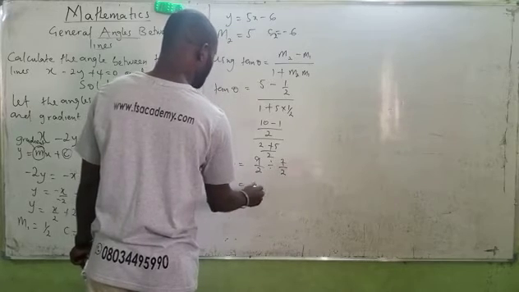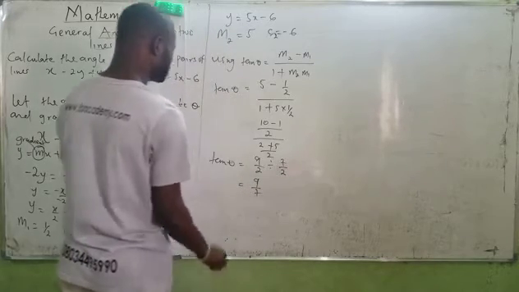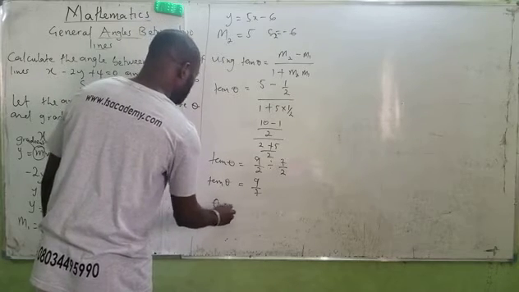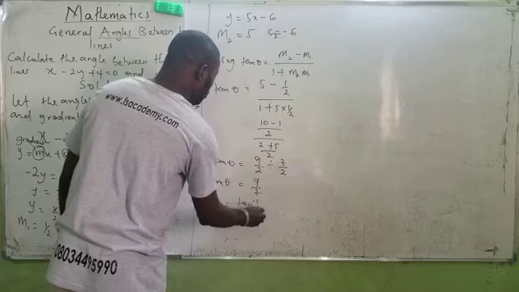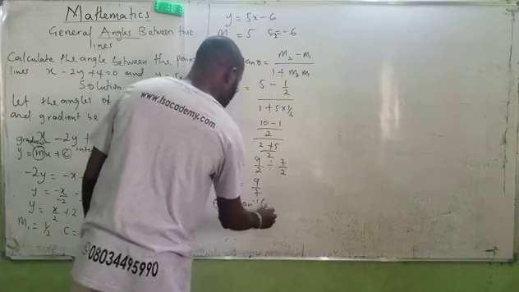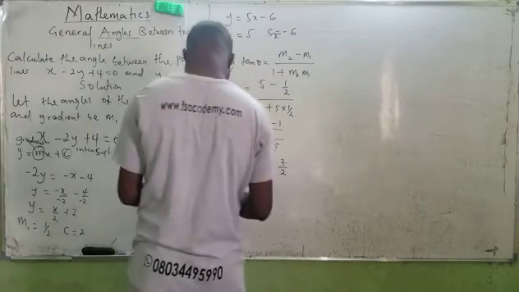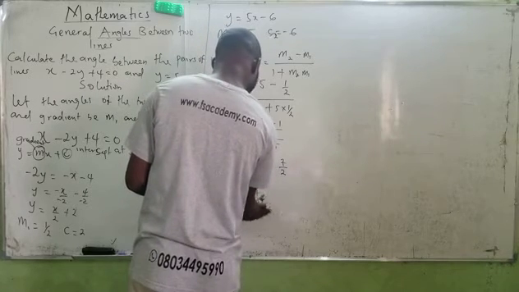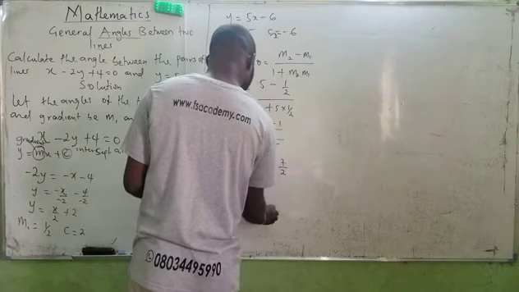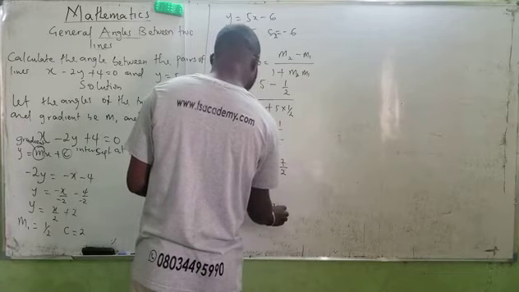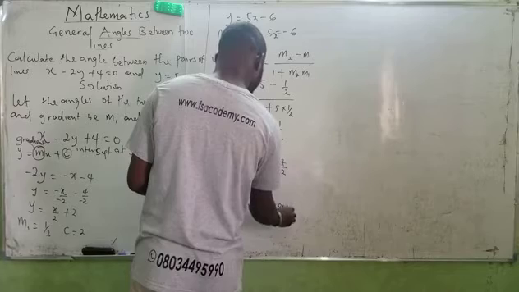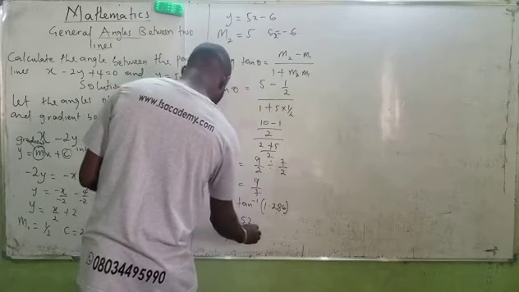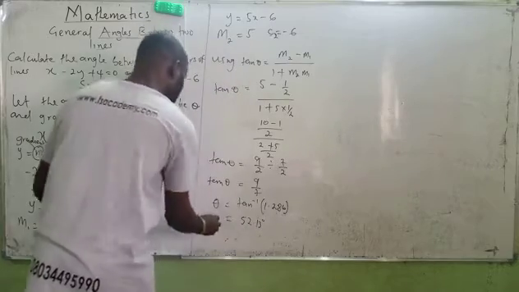It means my answer will be 9 all over 7. It means my tan theta equals to that. Now, theta will be equals to tan inverse of, now when it will be 0 point, it will be 1.286, which I'll be having my theta as 52.13 degrees. That is my theta.